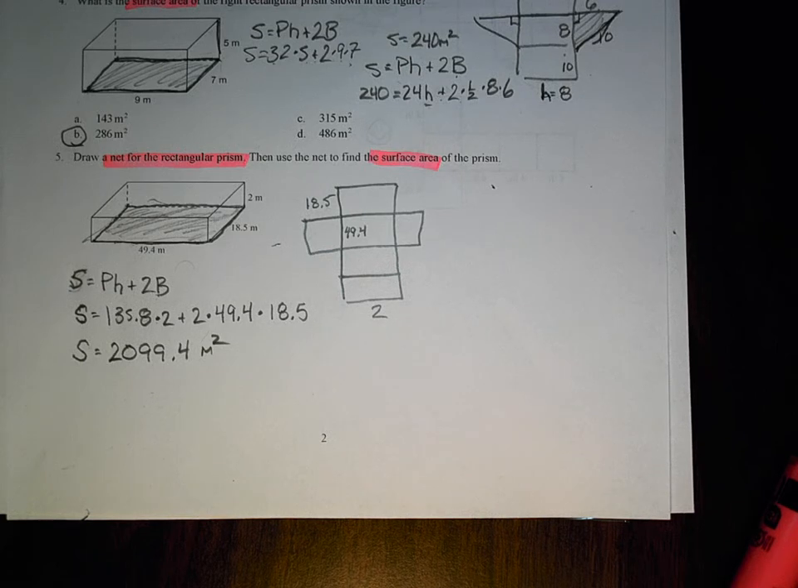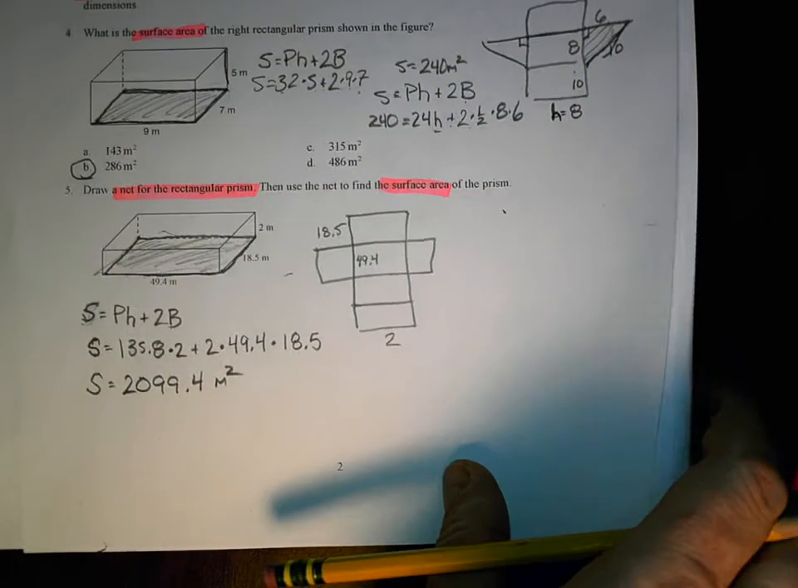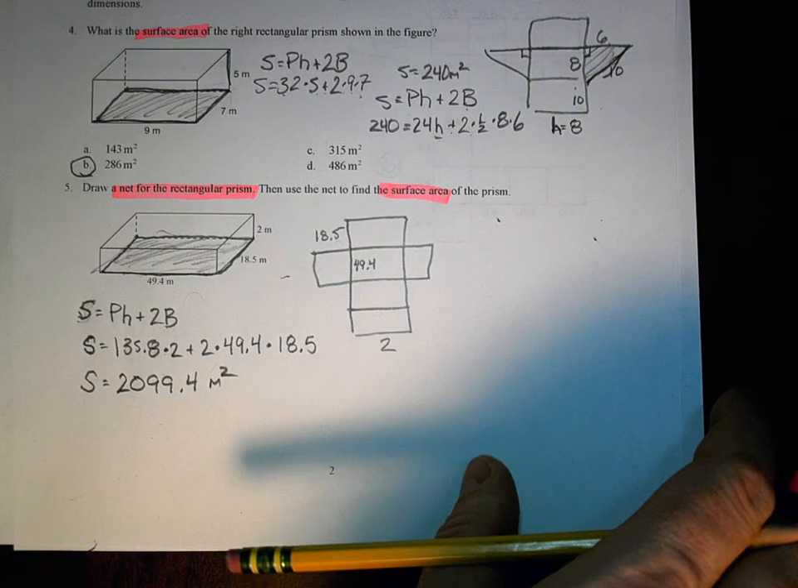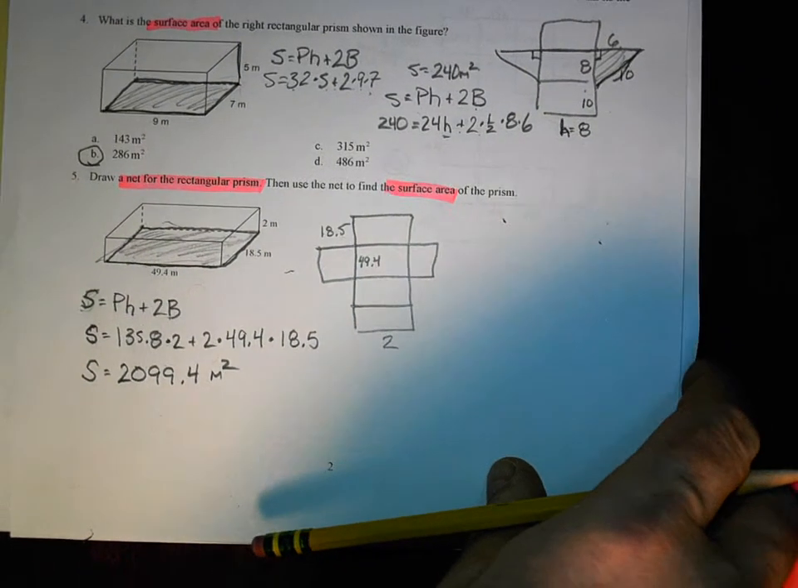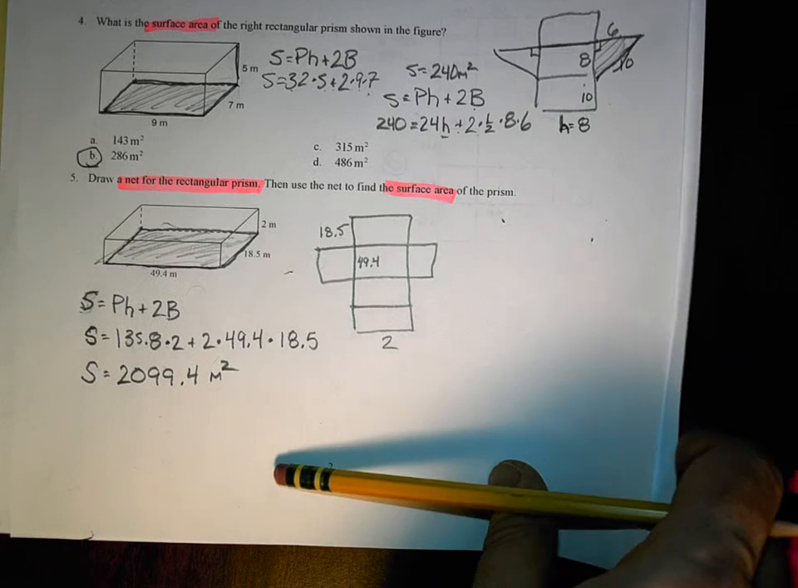All right. Are we done? No, we're going to go to number 6. How many numbers are there? I feel like there's 9.